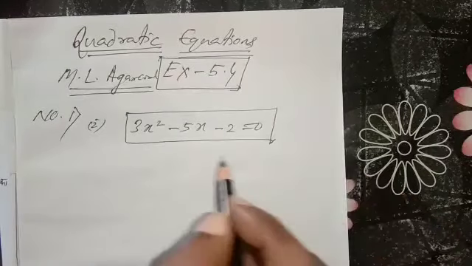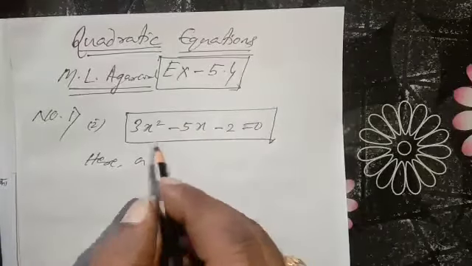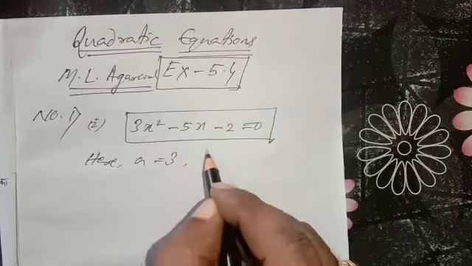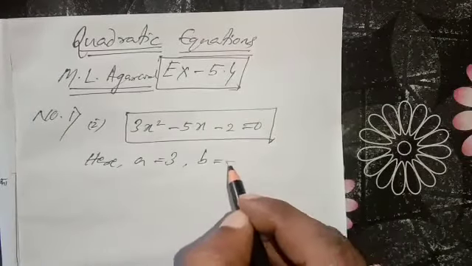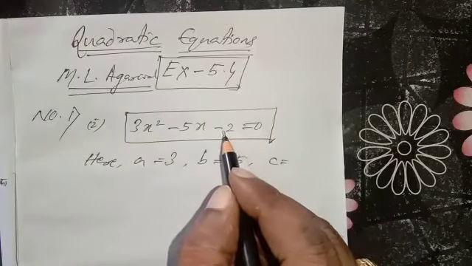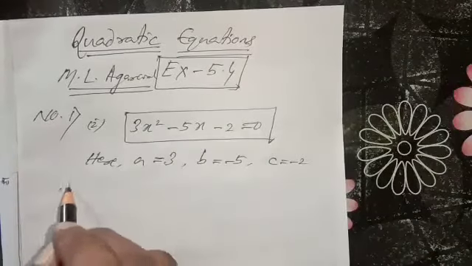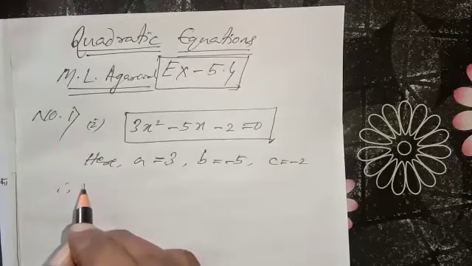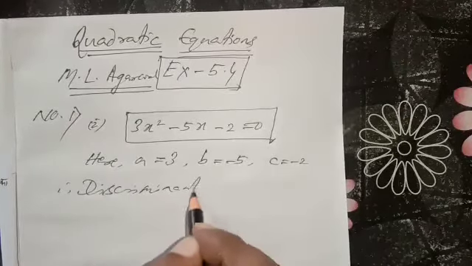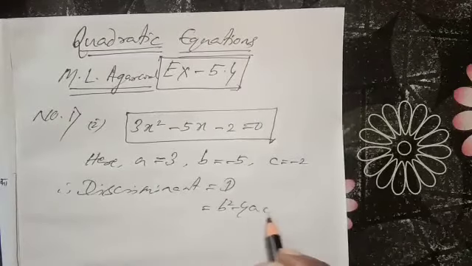discriminant. Before finding discriminant you have to find out what is A. A means the coefficient of x square. Coefficient of x square is 3. Then B, coefficient of x, that is minus 5, and C, that is constant term, minus 2. After finding A, B, C, then you find D. D means discriminant. Discriminant denoted by D, which is equal to B square minus 4AC.